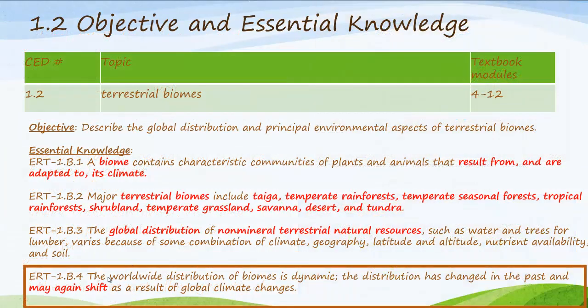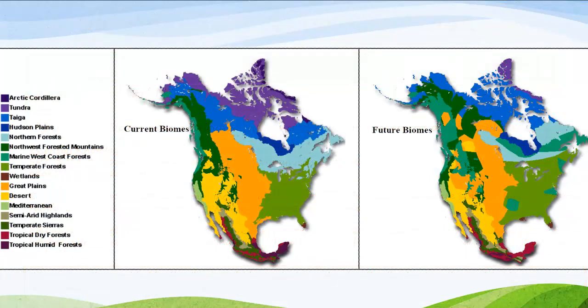And the last essential knowledge point, the worldwide distribution of biomes is dynamic. So because the climate is changing, biomes are also shifting. So computer scientists and environmentalists and climatologists have actually made computer models that show, look where your current biome is for the deciduous forest, the deciduous temperate forest, right here where we live. And if you look in the future based on the computer models, the deciduous forest is going to change. It's going to shift. And that's because of global climate change.